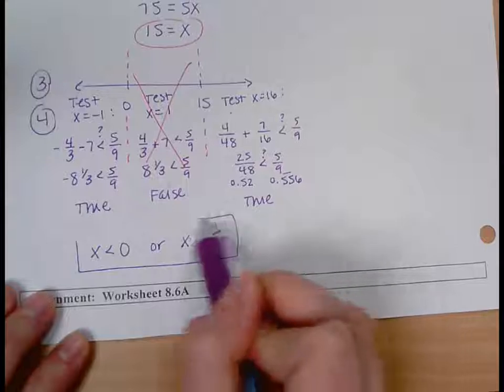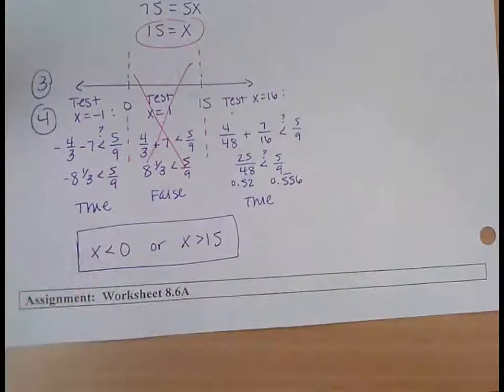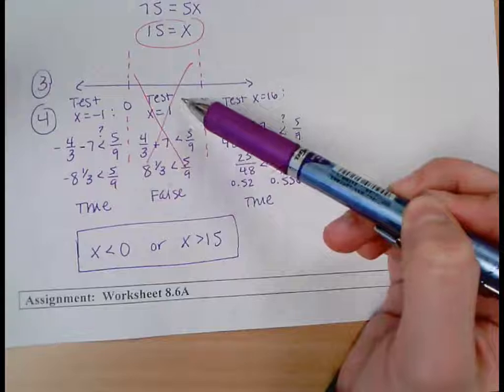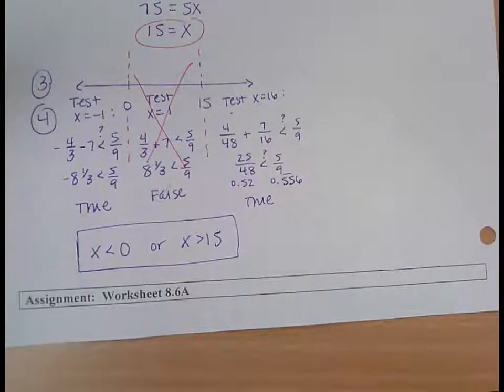This compound inequality is your solution. So it's not two separate answers. It's the two inequalities joined by or. If you had a solution in the middle, it would be x values between 0 and 15.